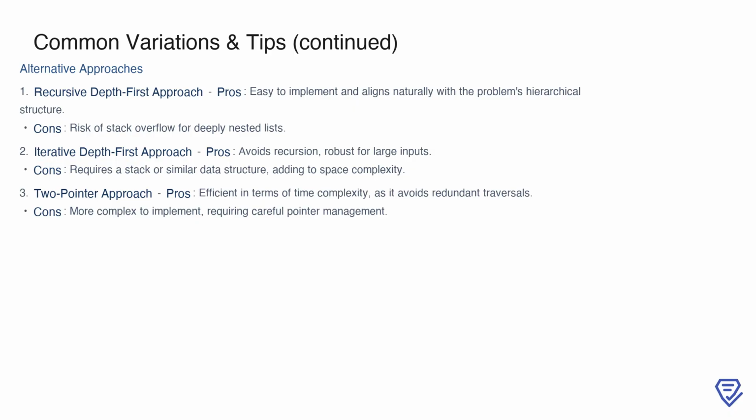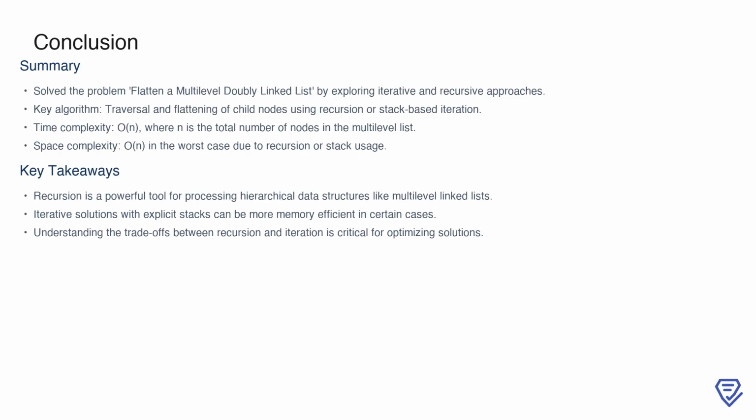Another effective method is the two-pointer approach. This technique is efficient in terms of time complexity because it avoids redundant traversals. However, it's more complex to implement, as you need to carefully manage all pointers to maintain the doubly linked list structure. Each of these approaches has its pros and cons, so choose based on the constraints and requirements of the problem you're solving. Great job working through this problem.